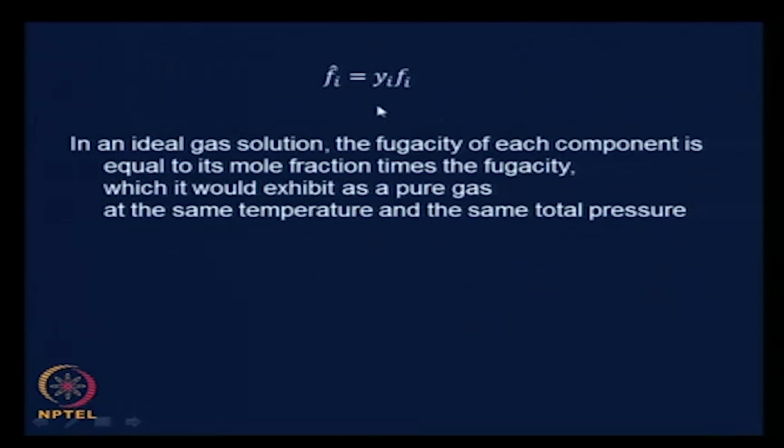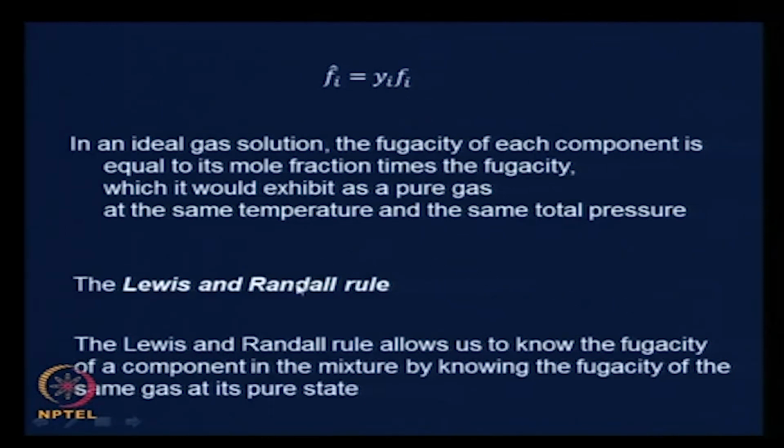This is something powerful. What has it given us? It has given us a way of estimating Fi hat if Fi is known, and this is called the Lewis and Randall rule. This name you may have heard, the Lewis and Randall rule, which essentially says that Fi hat equals yi times Fi. And as mentioned, the Lewis and Randall rule allows us to know the fugacity of a component in the mixture by knowing the fugacity of the same gas at its pure state, which is quite powerful.